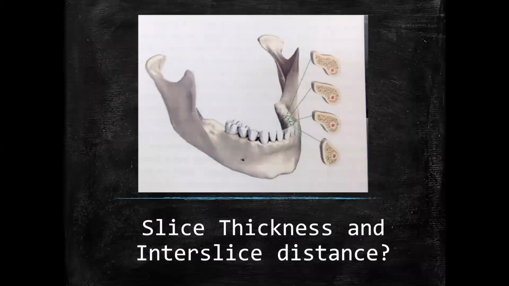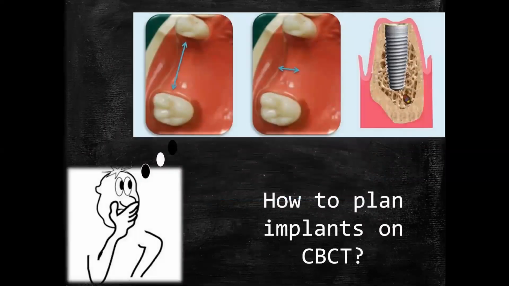Why we need to understand this is because each slice, when we go from one millimeter to another, the angulation of the mandible changes, the anatomy of the mandible changes, and the bone quality changes. So it is necessary to understand it for every millimeter of mandible or maxilla.